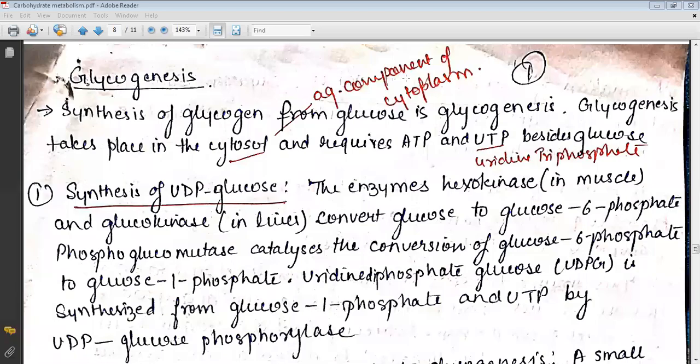Hi students, today we will be learning about glycogenesis. Glycogenesis is the synthesis of glycogen from glucose. Glycogenesis takes place in the cytosol and requires ATP and UTP besides glucose.